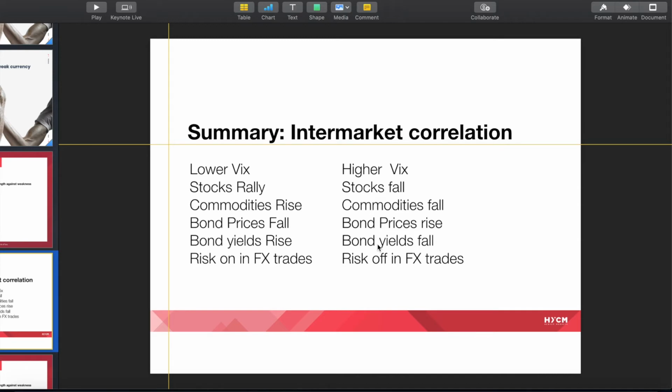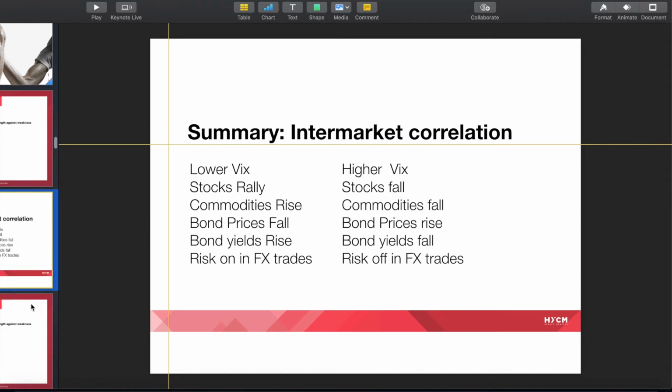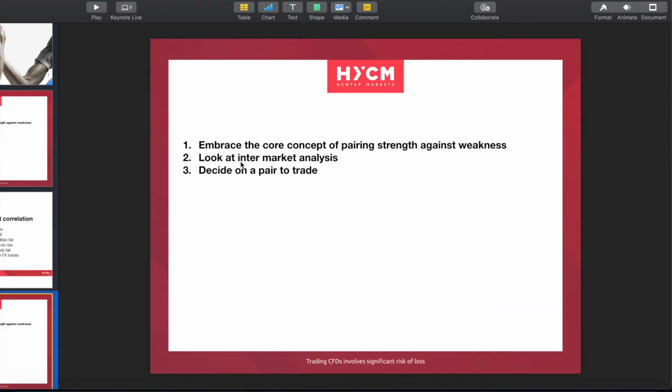Whereas the safe haven currencies like the Swiss franc, the Japanese yen, and at the time of speaking, the US dollar, tend to increase in value. So straight away, we could see that this gives us some important clues about which currencies to trade. We now need to decide on a pair to trade.